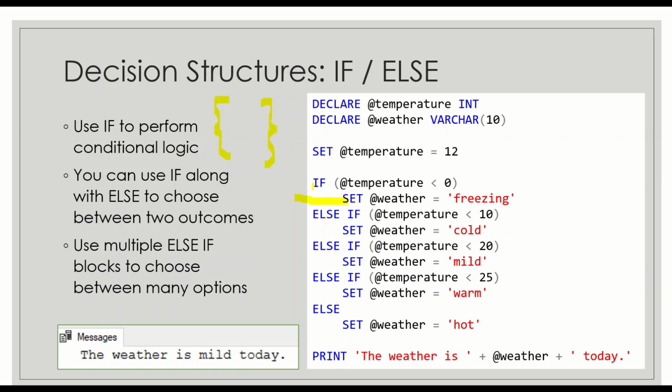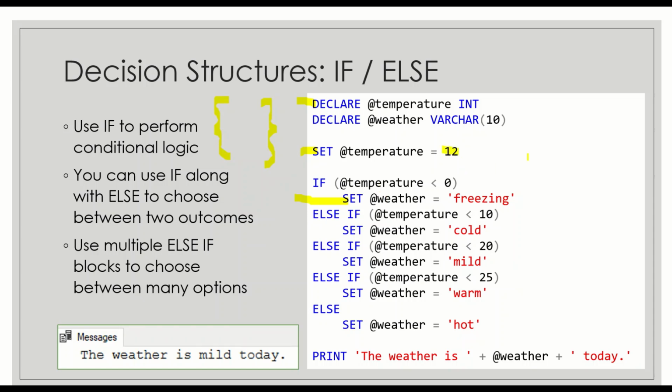So the if statement here has multiple branches that evaluate this variable called temperature. The temperature here is being set to 12. You can see I've declared the variable, set its value, and then I'm going to evaluate its value in this series of if-else statements.